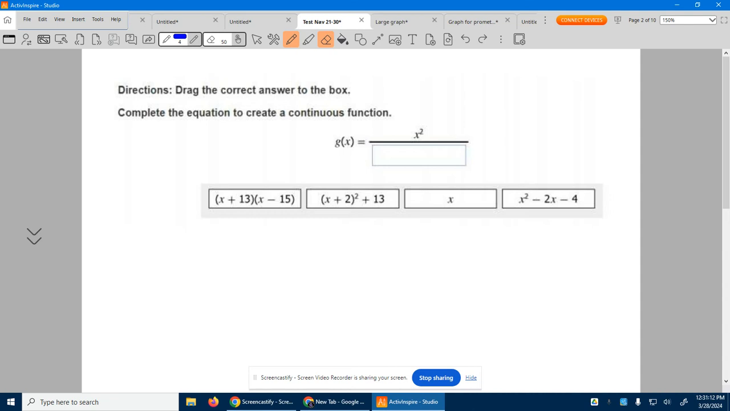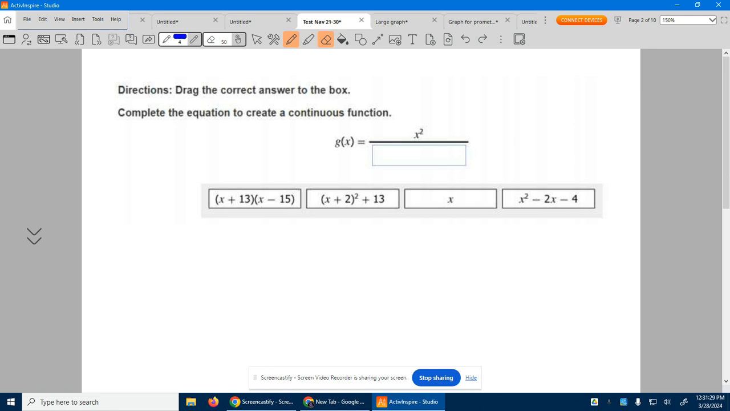Drag the correct answer to the box. Complete the equation to create a continuous function. That means you're never going to pick up your pencil, and there's never going to be any asymptote. So, what do we do here? Well, this is a very interesting problem, actually.